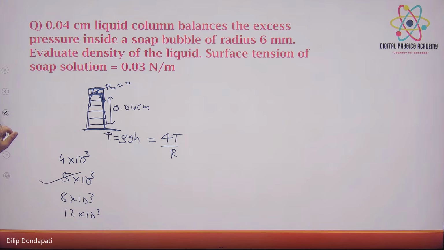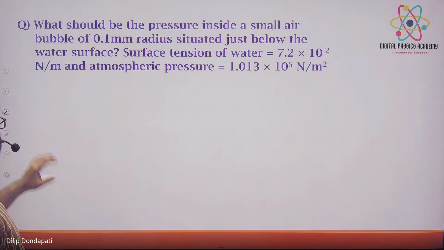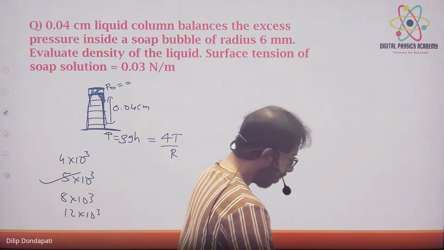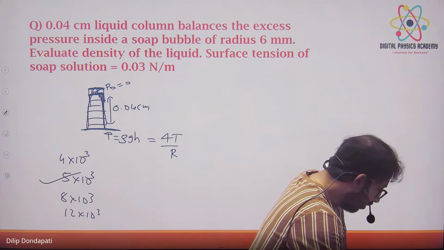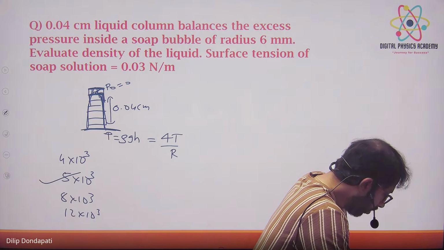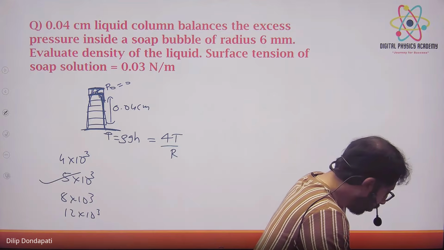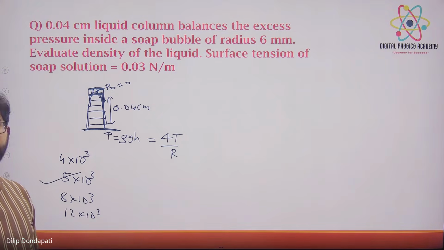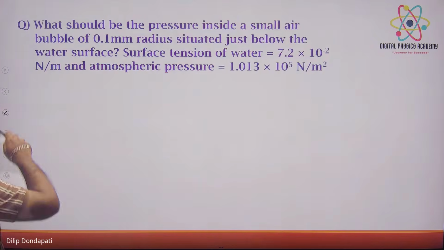Next one. Sir, it's 10 power 4 only. How much did you put for h? H is 4 into 10 power minus 4. Minus 4, yes. And R is 6 into 10 power minus 4. Why 6 into minus 3? Millimeter, right? Millimeter is 10 power of minus 3. Okay. Next one.